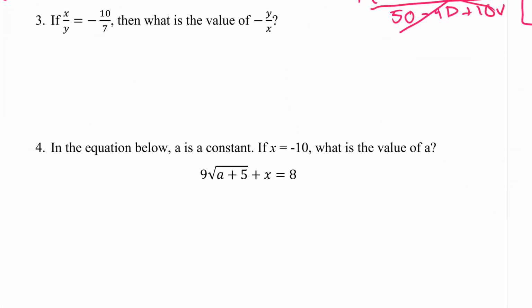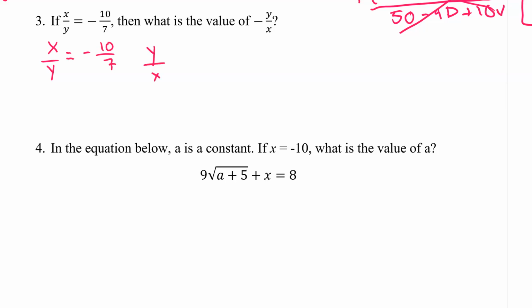Now we're given an expression x over y, and we're told it's negative 10 over 7. So we're looking for the opposite of y over x. So if x divided by y is negative 10 over 7, then y divided by x, we just have to flip that. So we have negative 7 divided by 10. And we're looking for negative y over negative x, so the opposite of y over x. So that would be positive 7 over 10.